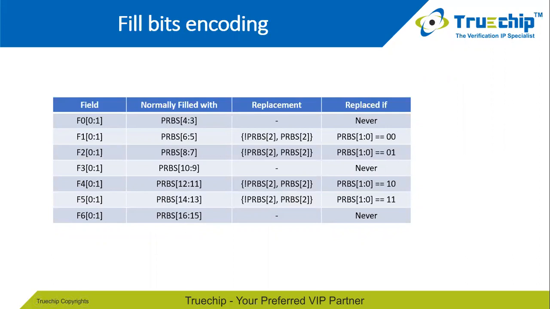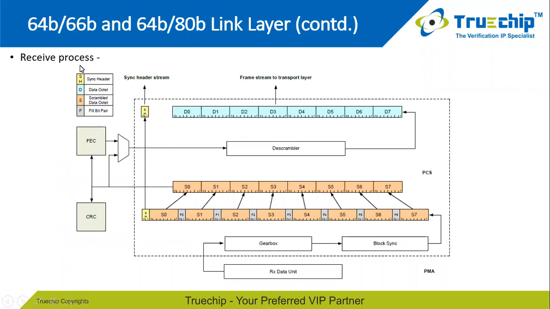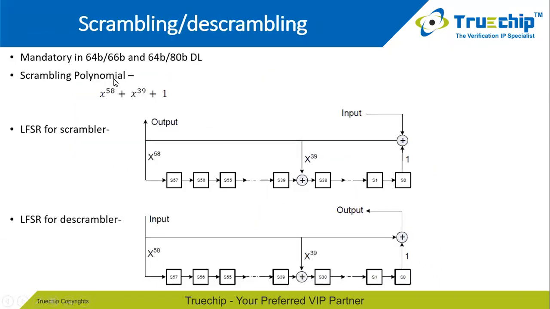So moving on to the next slide, here we will talk about the receiver operation. The receiver first determines the sync header boundaries and ignores the fill bits. After this, it will perform FEC or CRC checks, and then it descrambles the data. After that, it will send the data to the transport layer. So moving on to the next slide, scrambling is a mandatory feature of 64-bit 66-bit and 64-bit 80-bit link layer. The scrambler polynomial and the corresponding LFSR are as shown.